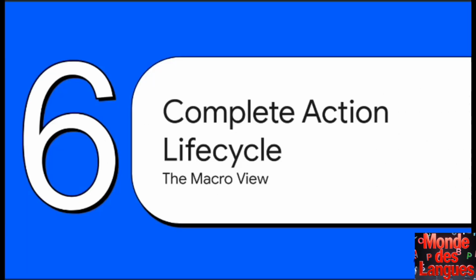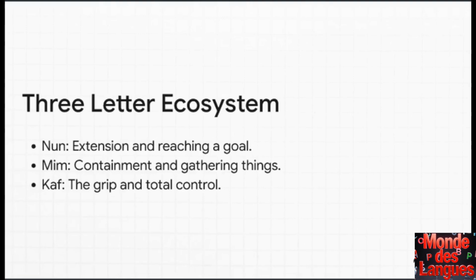All right, Section 6, the complete action life cycle, the macro view. We've looked at nun in isolation, but let's zoom out to see the bigger picture. Here we see an incredible linguistic ecosystem formed by 3 specific letters: nun, meem, and kaf. Each has a highly specific macro function in our source map. Nun, as we now know, represents extension, flow, and reaching a goal. Meem represents containment, like gathering things into one central space, almost like a whirlpool. And kaf represents the grip: catching, holding, and taking total control of an object.